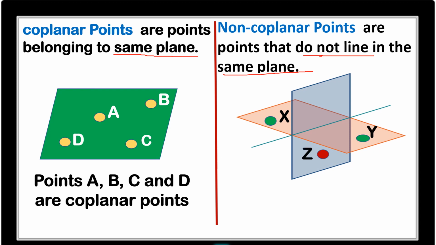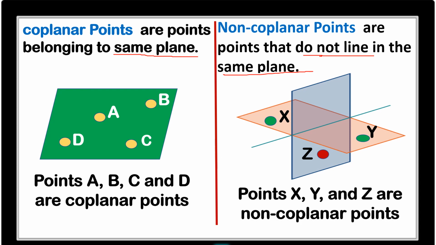Kung mapapansin po natin yung kulay orange, that is the first plane. And yung kulay blue, that is the second plane. So kung mapapansin po natin yung dalawa na X and Y ay nasa isang plane. Yung pangatlo na Z ay nasa ibang plane. And therefore, kung sila po ay nakalagay sa magkaibang plane, ang tawag po natin sa kanila is non-coplanar points. So points X, Y, and Z are non-coplanar points.